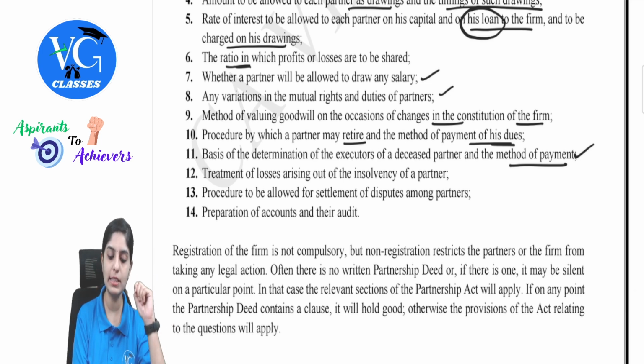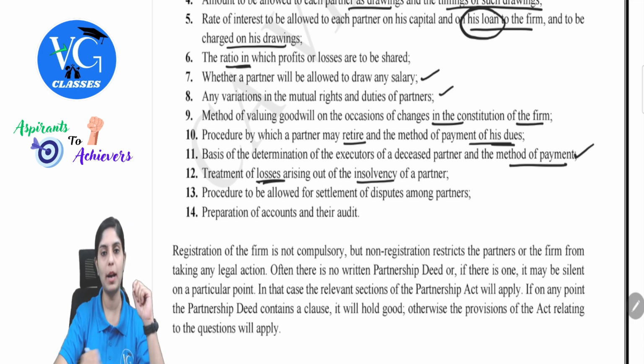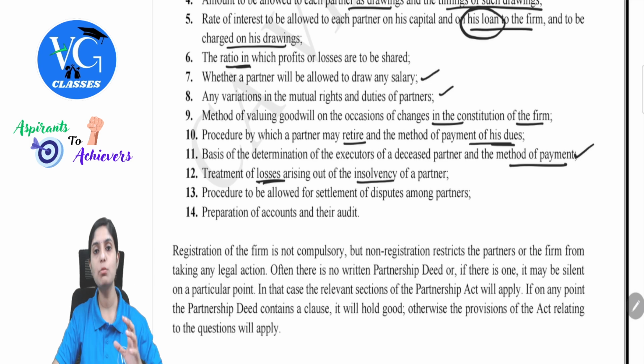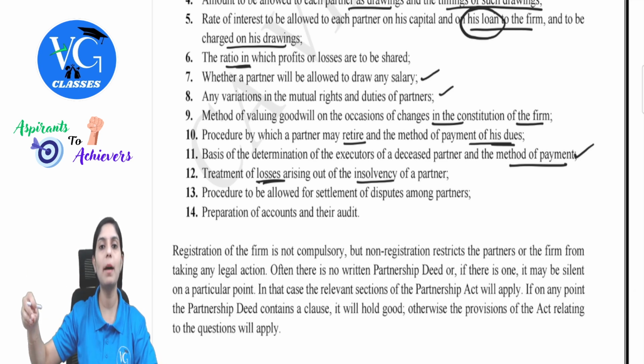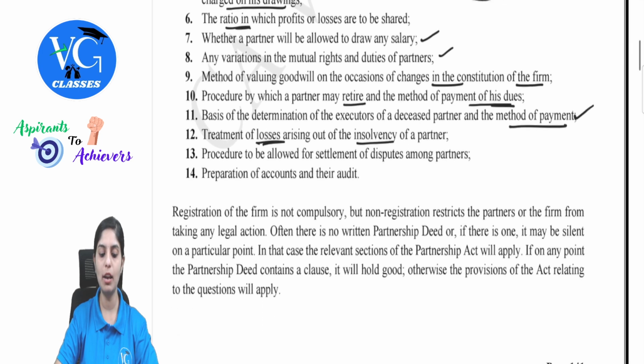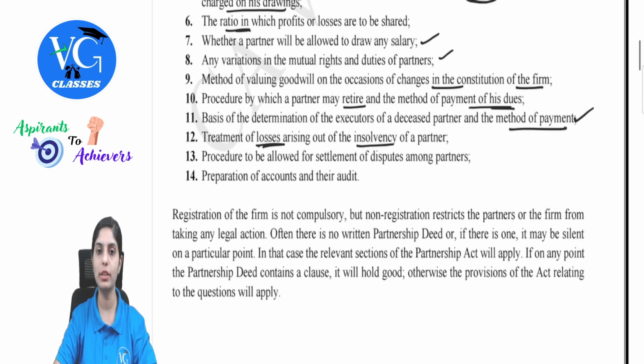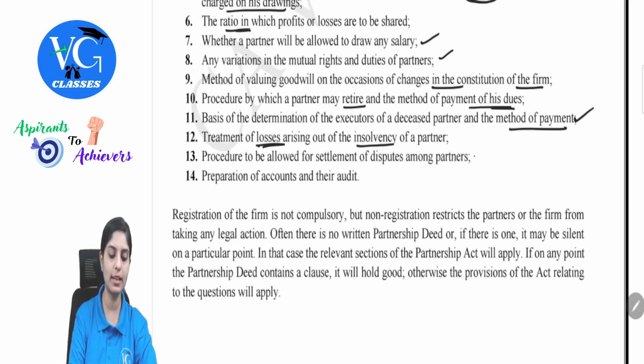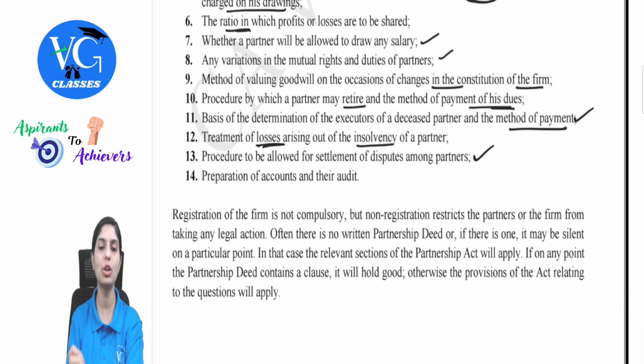Then treatment of losses arising out of insolvency of a partner, because ultimately when it comes to a partnership firm, there should also be a point considering the other partners. What if one partner turns out to be insolvent? Then the procedure to be followed for settlement of disputes among the partners. If any dispute arises, what is the dispute resolution mechanism which needs to be brought in? That also needs to be taken care of. Then preparation of accounts and their audit. That is preparation of accounts of a partnership firm and getting it audited.